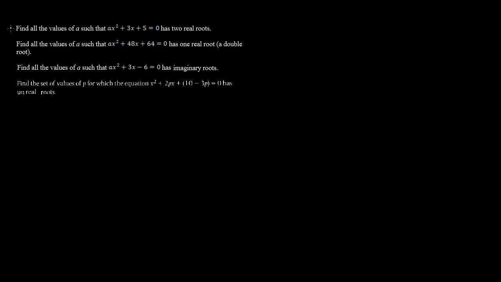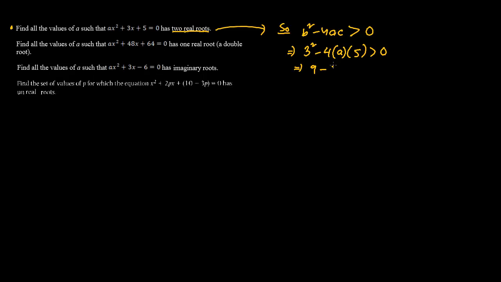That's it. Let's do some more examples. So the first one, find all the values of a such that ax squared plus 3x plus 5 equal to 0 has two real roots, meaning the roots are real and different. So we can do this. So b squared minus 4ac is greater than 0. So b is 3, so 3 squared minus 4, a is a over here, and c is 5 greater than 0. So this would be 9 minus 20a greater than 0.